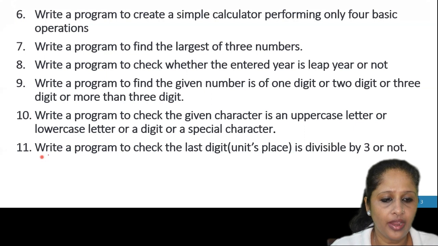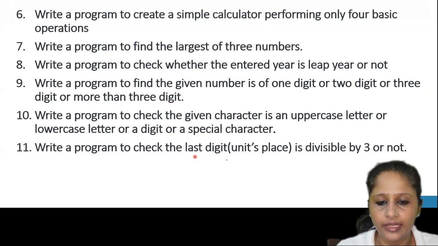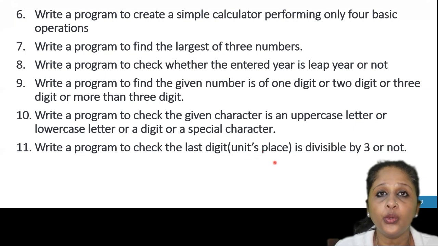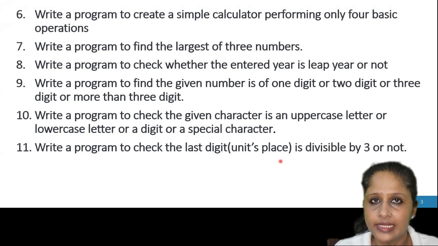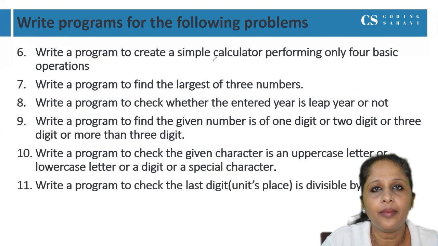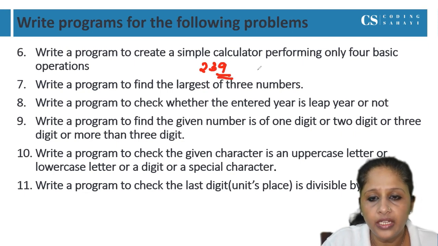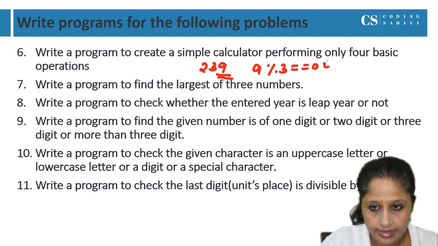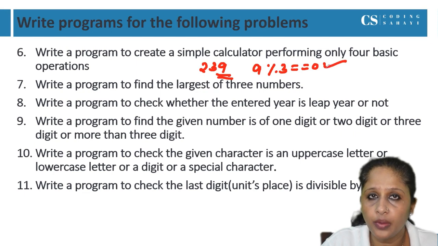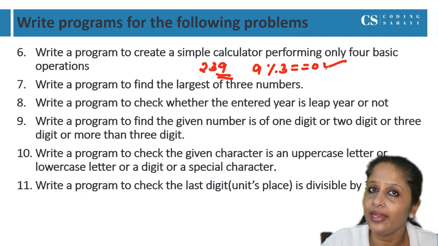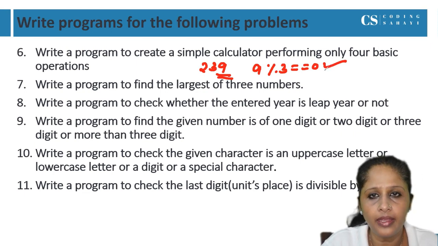So our next program is write a program to check the last digit is divisible by 3 or not. That is, the unit place of the number is divisible by 3 or not. So let's see an example. Suppose I am giving the number 239. So what is the last digit? It is 9. So we need to check whether 9 modulus 3 equal to 0. Yes, it is satisfying. So if it is satisfying, we can say it is divisible by 3. Otherwise, it is not divisible by 3.